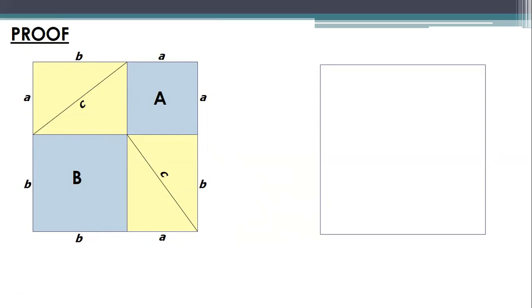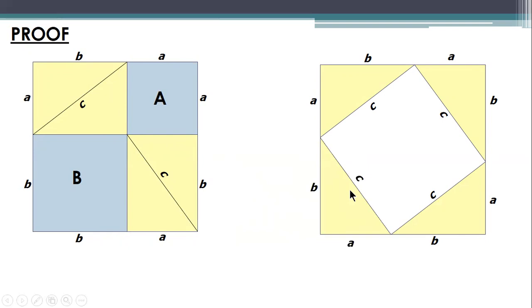Now, let's transfer to the right square. What we'll do is transfer the triangles. Like this triangle, transfer it here. And then this triangle, transfer it there. And then this triangle, let's transfer it here. And then this triangle, transfer it there.